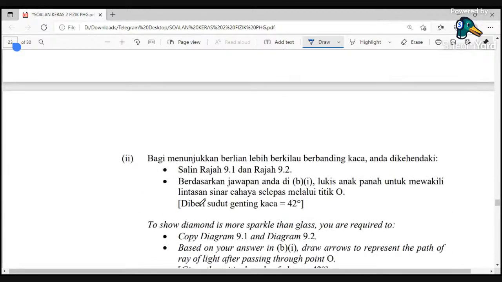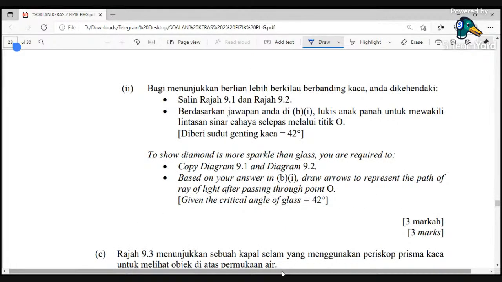Okay, soalan seterusnya. Okay, to show diamond is more sparkle. Okay, nampak dia lebih berkilauan, diamond atau intan. You are required to copy diagram 9.1, 9.2 based on your answer in B1, draw arrows to represent path of ray of light after passing through point O. Given critical angle of glass 42 degrees, 3 markah.